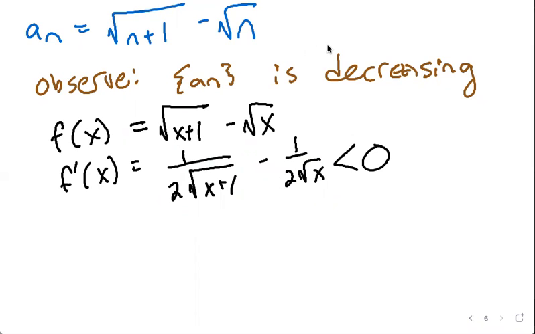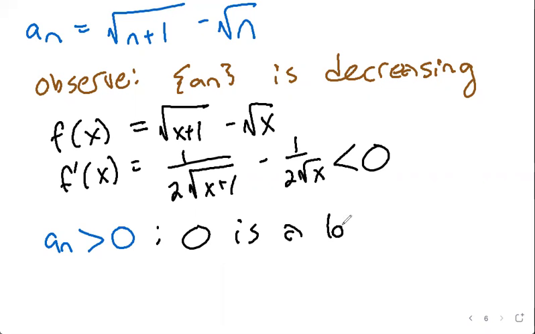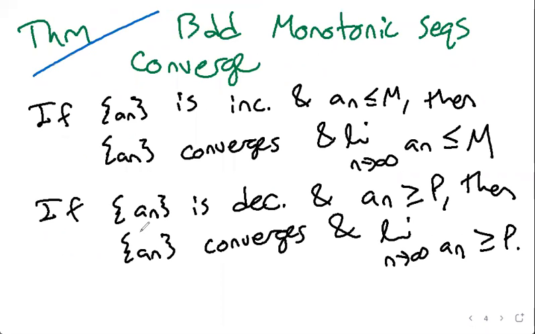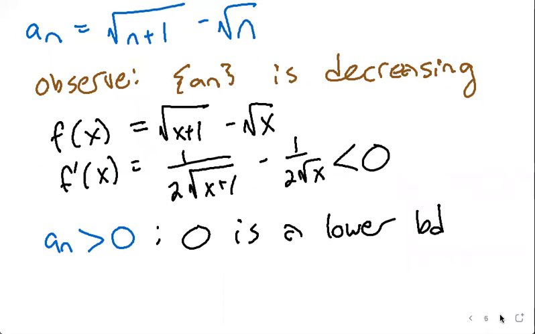Also, we observe that a sub n is always strictly positive. Square root of n plus 1 is always bigger than square root of n. This tells us that 0 is a lower bound. So by this theorem, we conclude that this converges.